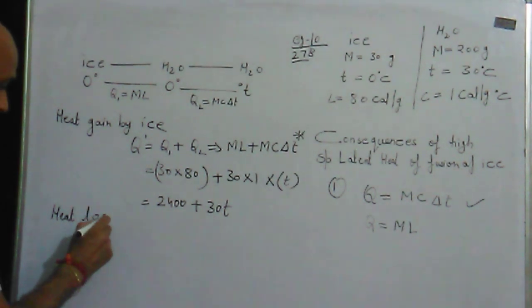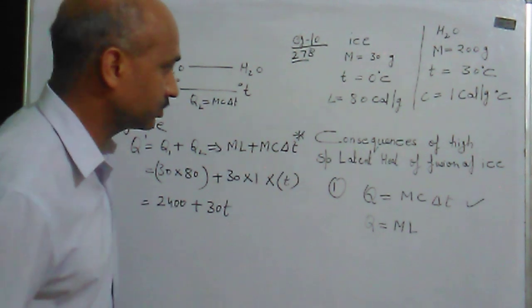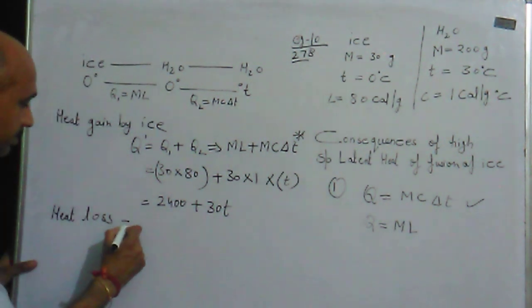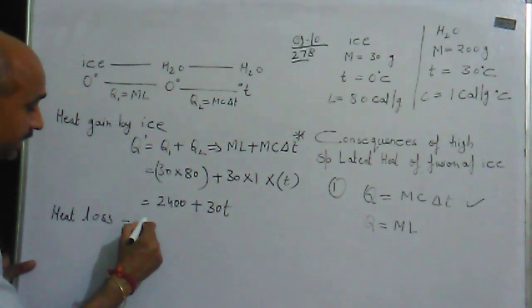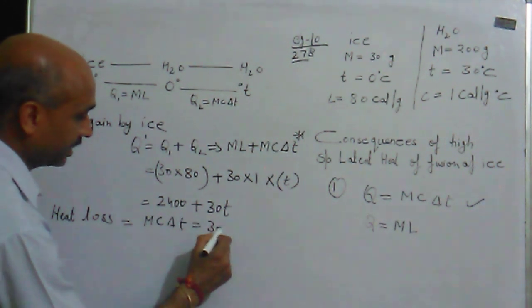हीट लॉस कौन करेगा? The heat loss is by water. वाटर हीट को लॉस करेगा. सो हीट लॉस निकाला तो हीट लॉस विल बी हाउ मच? Q equals to mct, mc del T we can say. m is how much? It is 300.